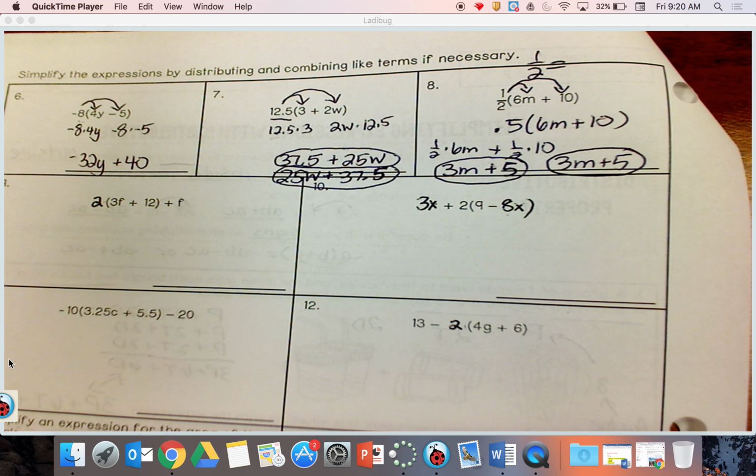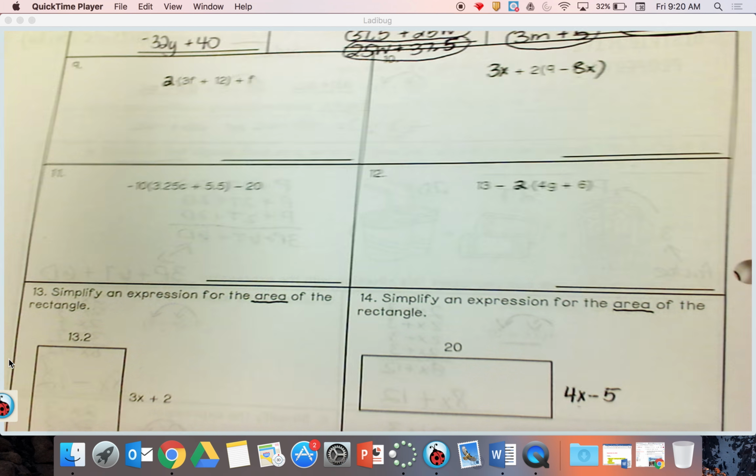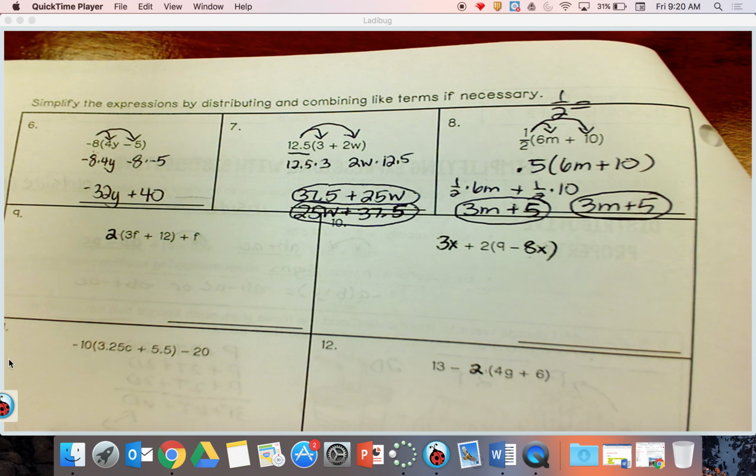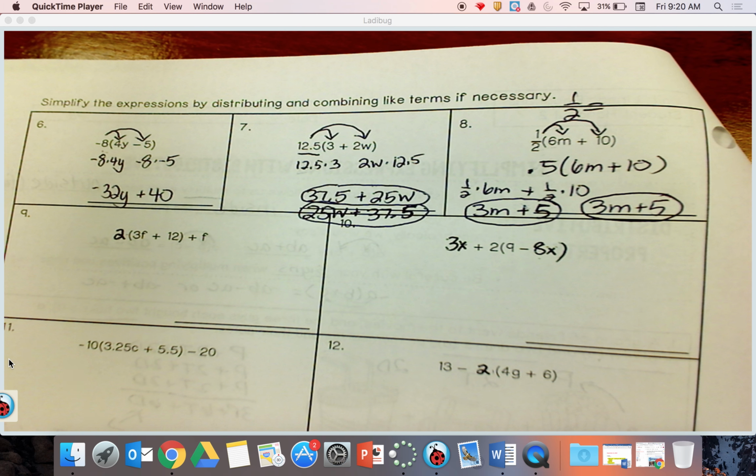Okay, we want to stop the video here to make sure you get the basics of your distributive property down before we move into this other part. So if you got these first 8 examples, you're good, and then you're going to have an assignment to work on to check for your understanding about your distributive property.